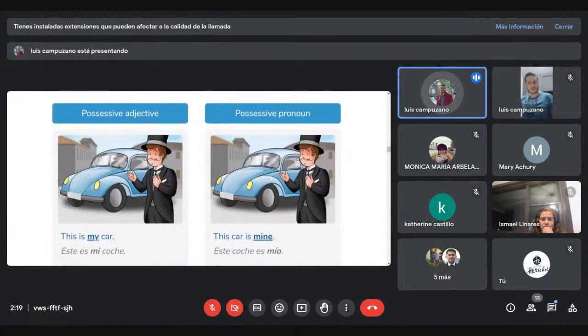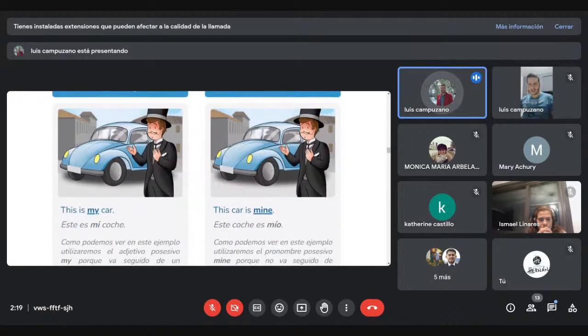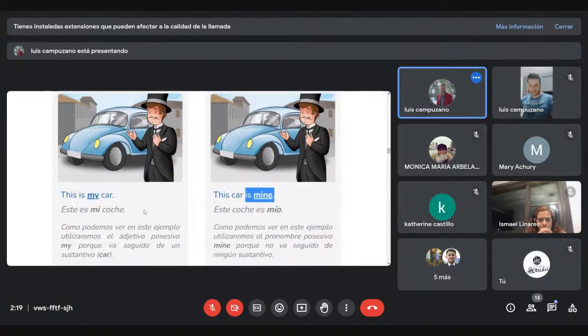Now let's compare the two. So we have possessive adjective. This is my car. Noten el objeto que le pertenece a la persona va después de. The car or this car is mine. Y mire que el objeto que le pertenece está antes de. Esa es la diferencia entre los adjetivos posesivos y los pronombres posesivos.